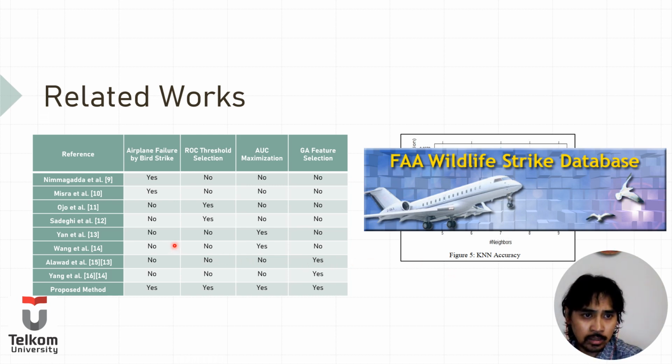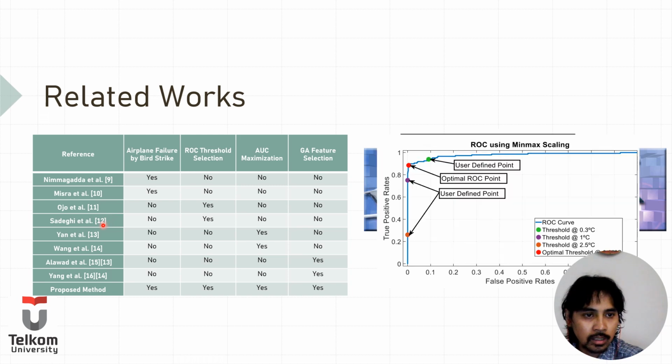So we moved on to other research and we found out that we can use ROC threshold selection, AUC maximization, and also GA feature selection to improve our models in case imbalance happens. So we read about Ojo's research, and they used ROC threshold. As a result, they found out that they can maximize the G-mean by using the best threshold in the ROC curve. Their case study was about fault detection in lithium-ion batteries.